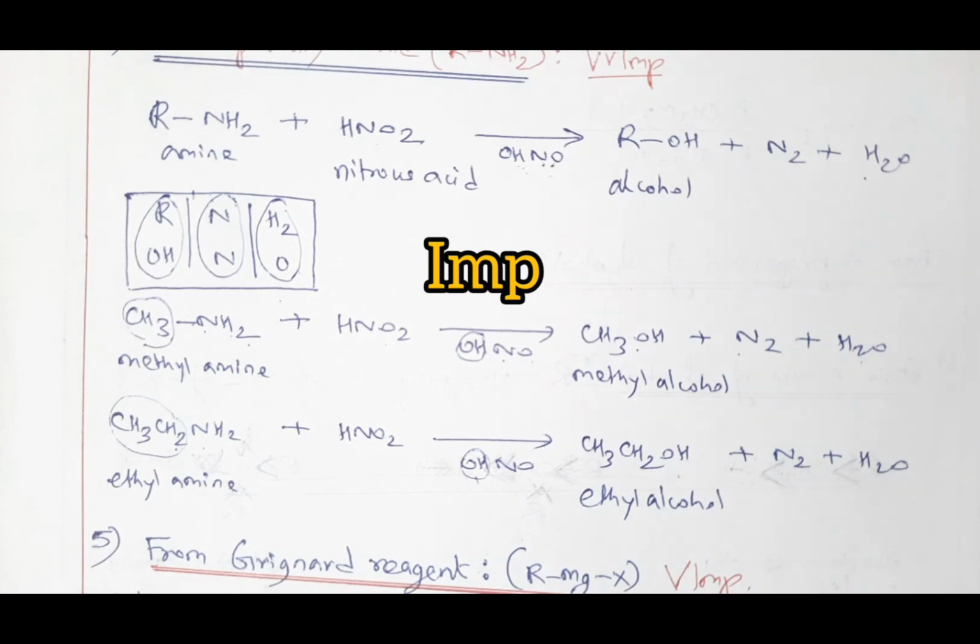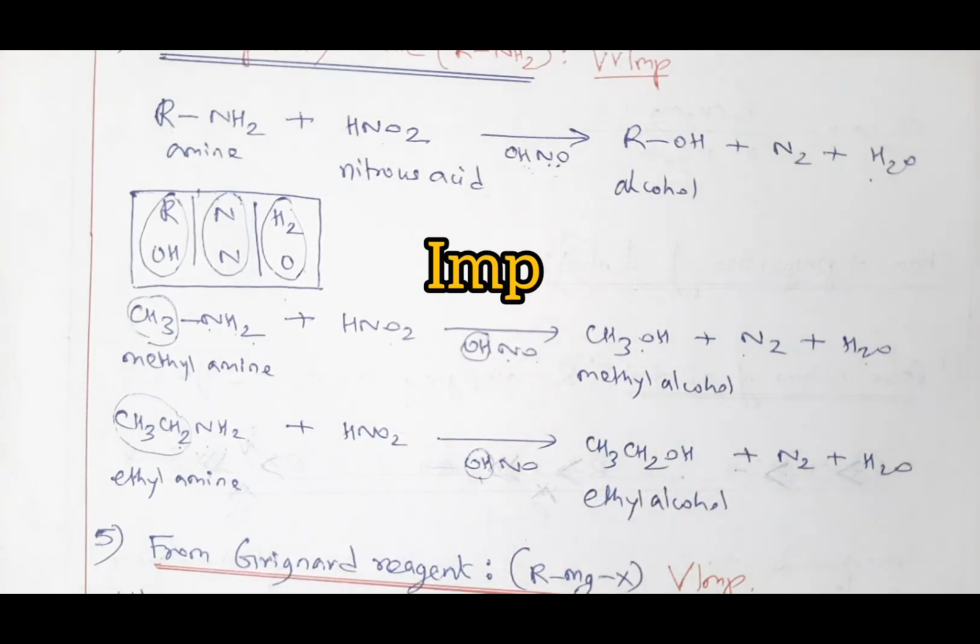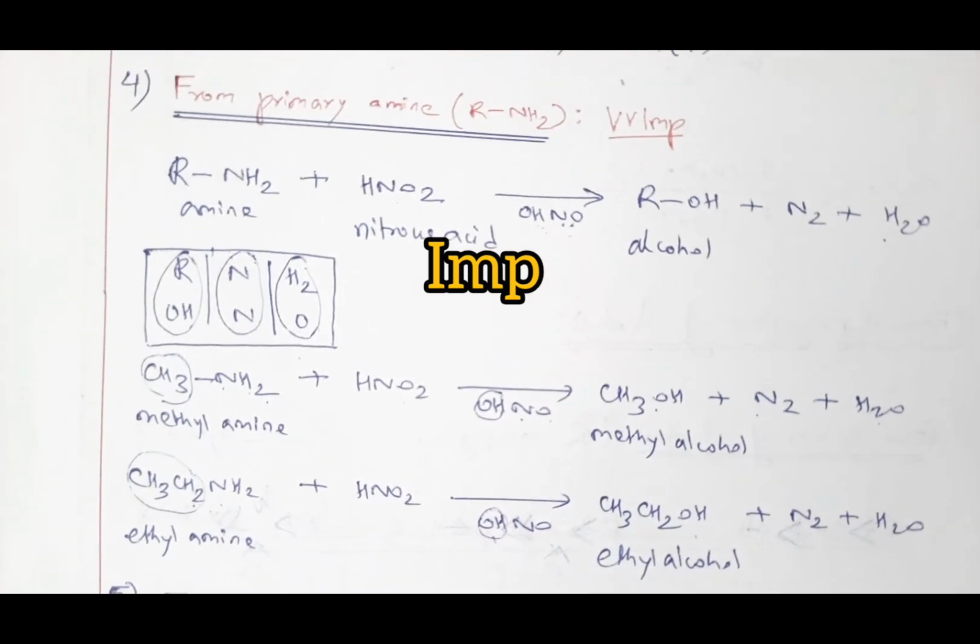So students, this is a very important reaction in which we convert amine to alcohol. Amine to alcohol by adding nitrous acid. So this is the fourth preparation of alcohol.